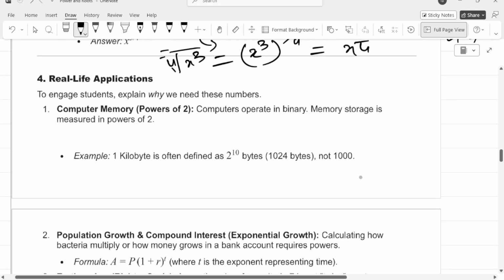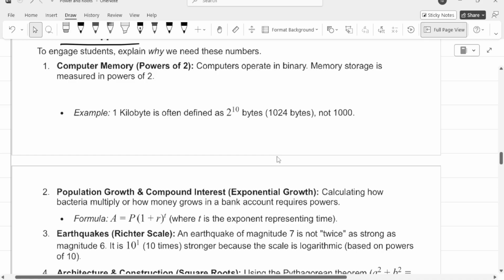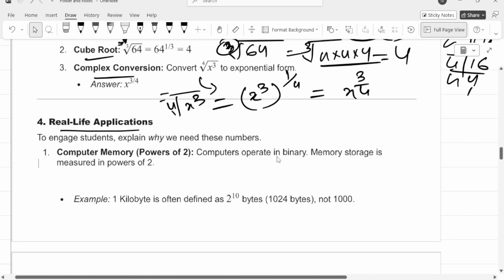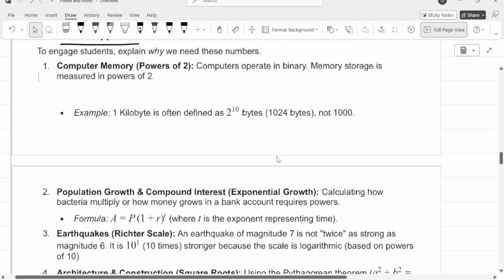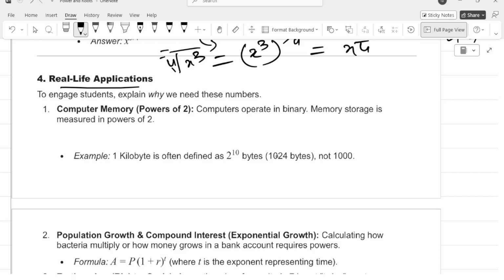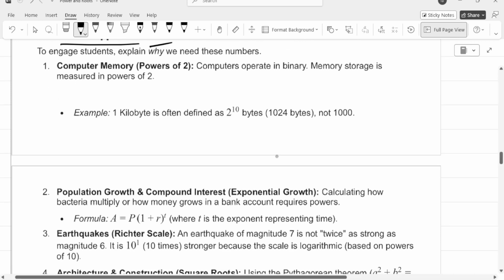Now there is a very important real life application that makes this chapter interesting. Otherwise, why are we studying this? What are its uses in our daily life? Here is an example of why we read this chapter and what the need is, why these chapters need to be discussed in our class.